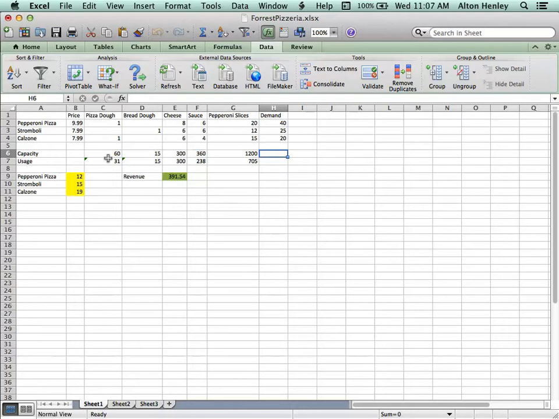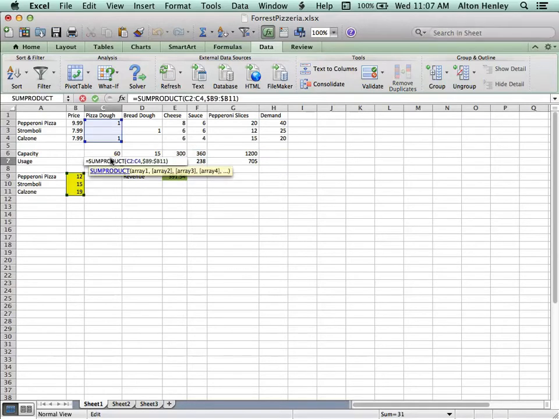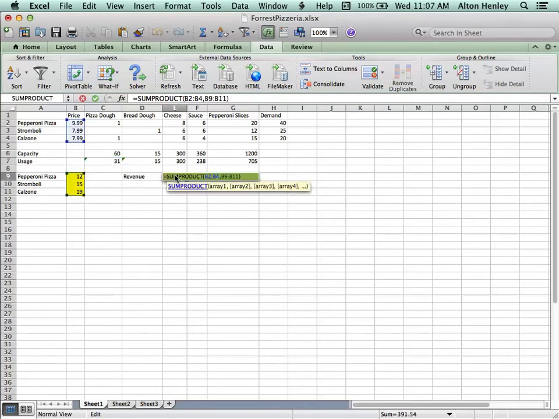Then my usage is set up by using sum product again. So I did a sum product between my decisions and the amount of each item that was used. And that looks pretty much the same all the way across. And my revenue is figured out by doing a sum product between my decisions and the price of the pizzas. So what I'm going to want to do in Solver is maximize my revenue.